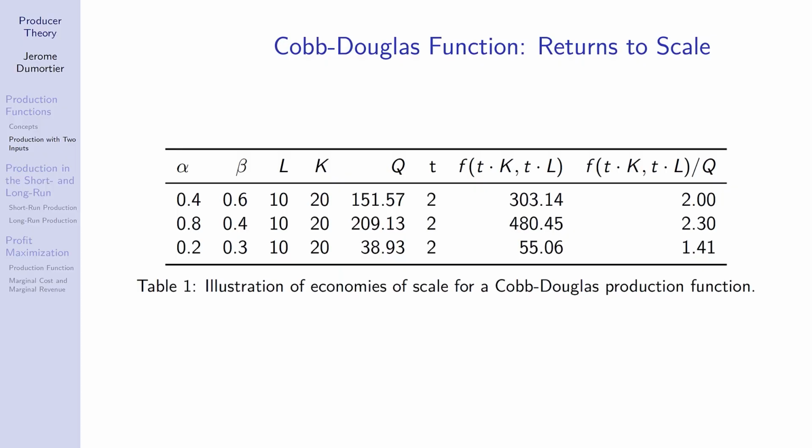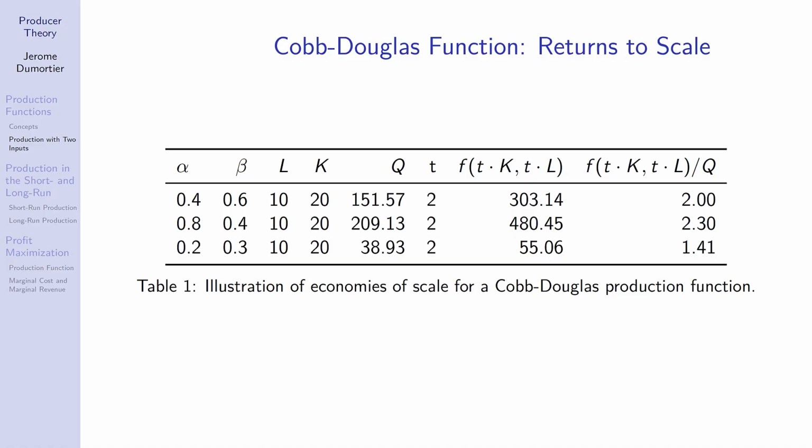To illustrate the concept of returns to scale within the context of Cobb-Douglas production functions, consider the following table. You have alpha and beta, which are the parameters that determine the returns to scale. In the first line, the sum is equal to 1. In the second line, the 0.8 and the 0.4, you have a sum bigger than 1. And then the last line represents decreasing returns to scale.